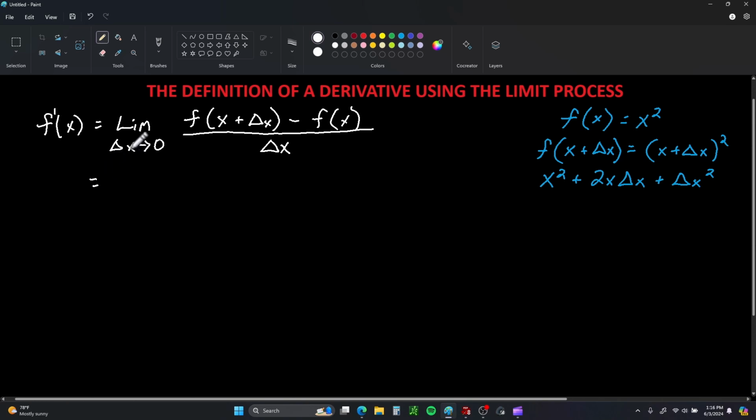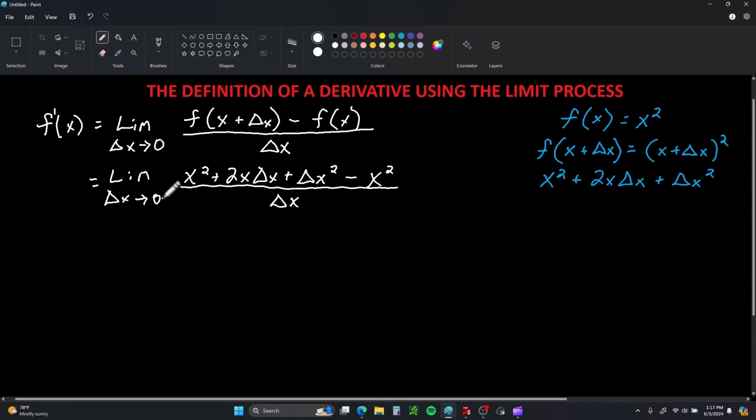Until you actually substitute the 0 for delta x, you have to keep bringing down the limit notation. I have delta x approaches 0. So now we'll substitute in the numerator. I have f of x plus delta x is x squared plus 2x delta x plus delta x squared. That's my y2 point, and I'm going to subtract my y1 point, which is f of x, just x squared. And that whole thing over delta x.